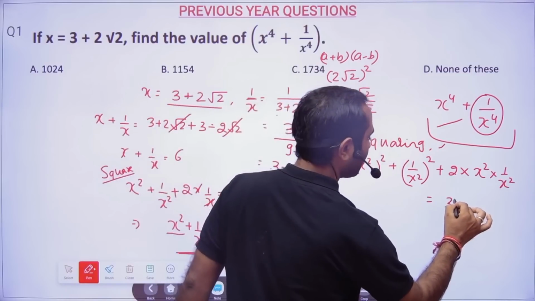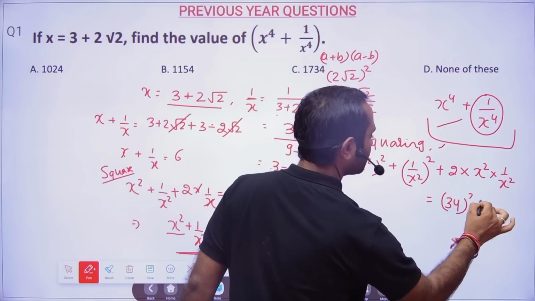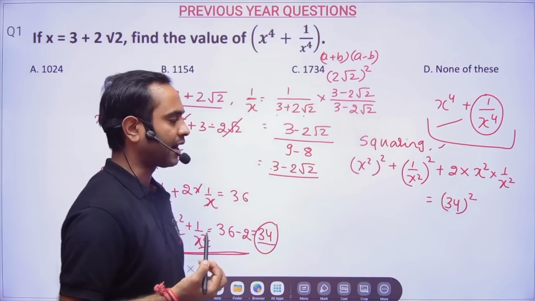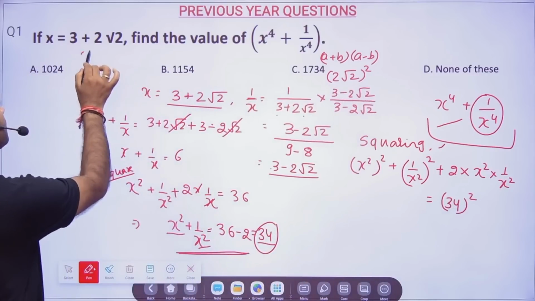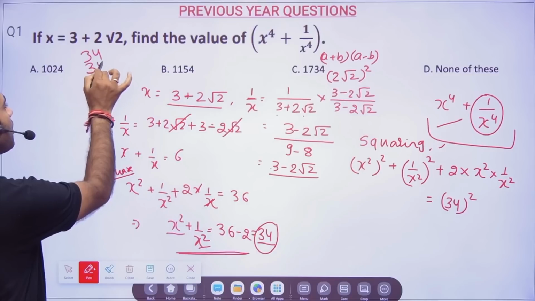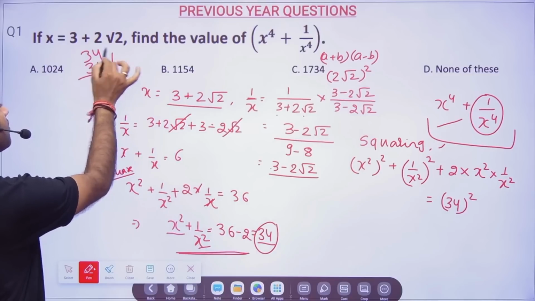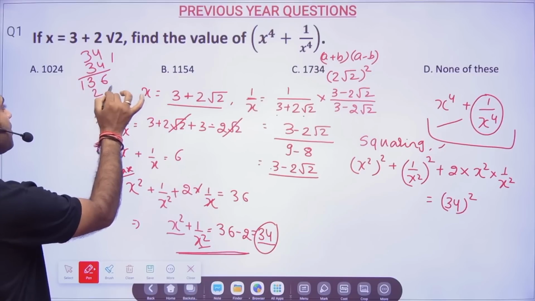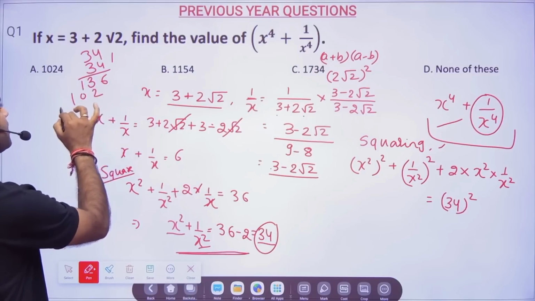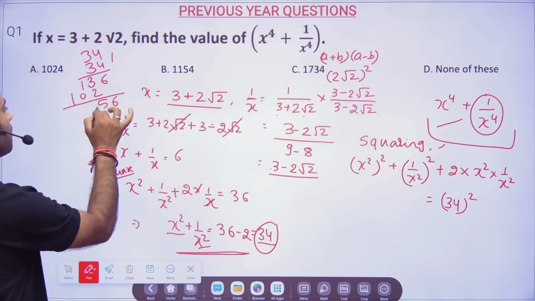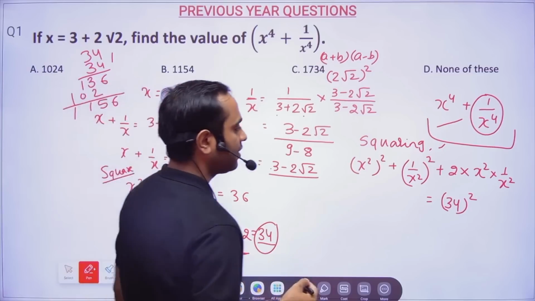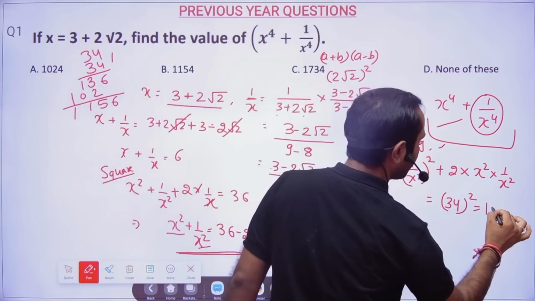So what is 34 square, friends? That you should at least be knowing, right? Anyway, you can calculate also. 34 into 34. 4 4s are 16. 4 3s are 12 plus 1, 13. And 3 4s are 12 and 9 plus 1, 10. So it will be 1156.